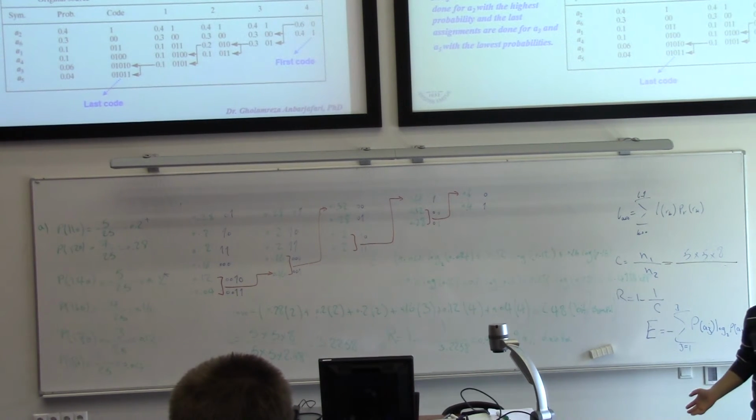Do you have any questions? How can we interpret this entropy? Like, what does it mean, 2.41?